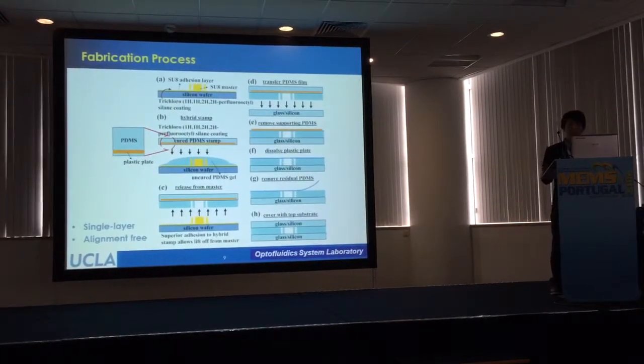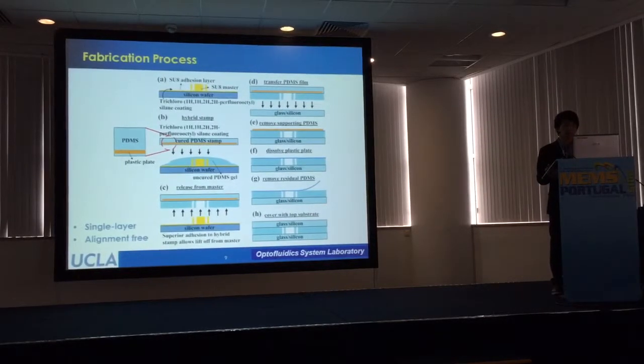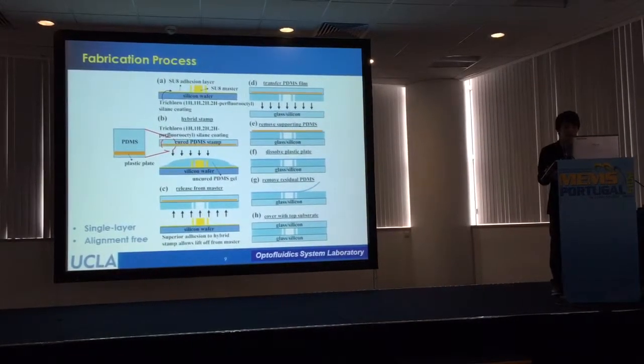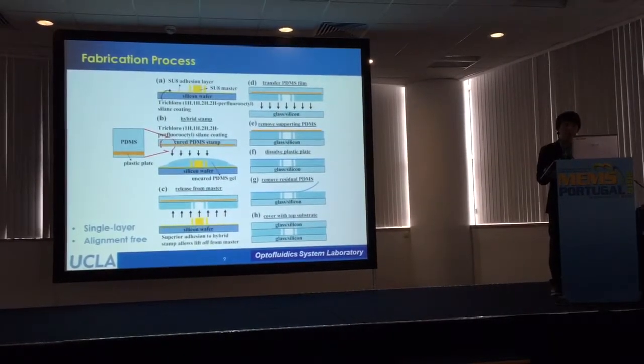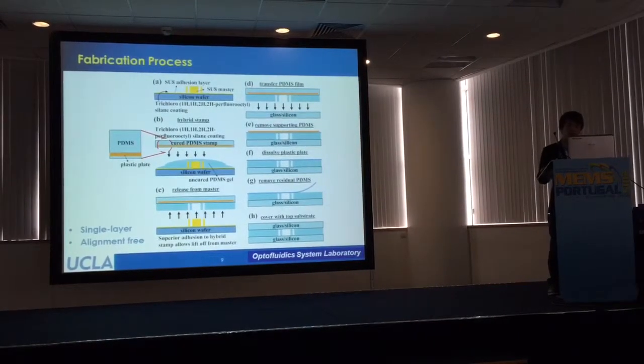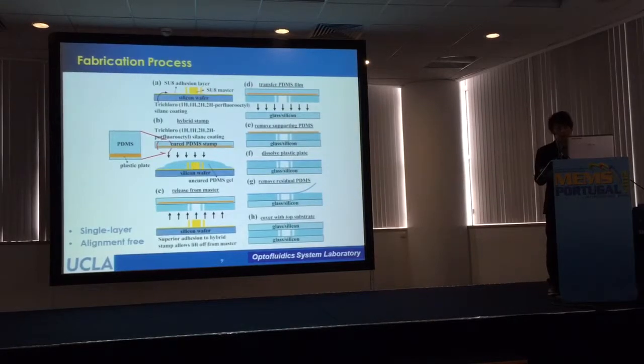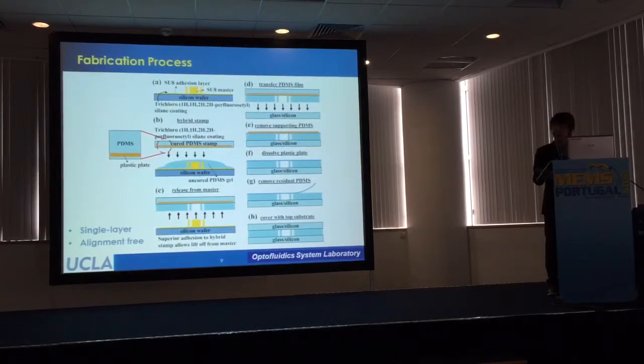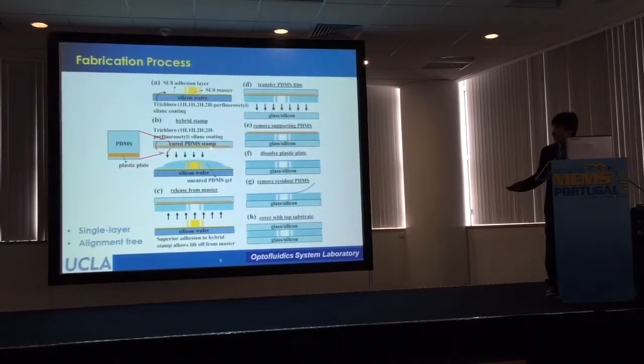So how to fabricate this device? We start from standard photolithography to pattern SU-8 photoresist on a silicon wafer. And then we prepare a PDMS stamp called a hybrid stamp, which has a plastic sheet embedded inside at the bottom surface. The zoom-in view shows the structure of the hybrid stamp.